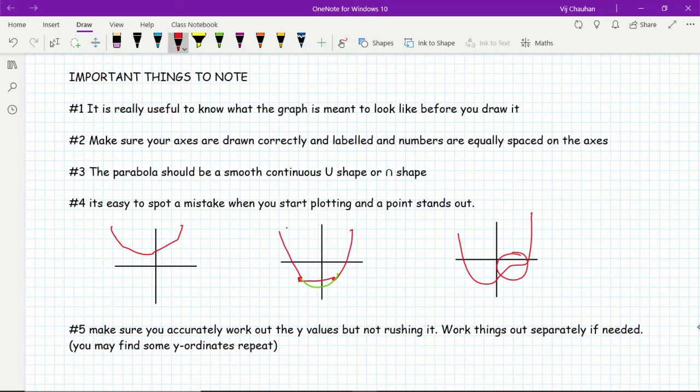And again, the fifth and final point is make sure you accurately work out the y ordinates, but don't rush it. Work things out separately if needed, and you may find some y ordinates repeat, which is a common theme because obviously it goes up and then it goes down. So it's key things to look out for. And also don't think that it automatically peaks in the middle of your x ordinates, because sometimes it won't.